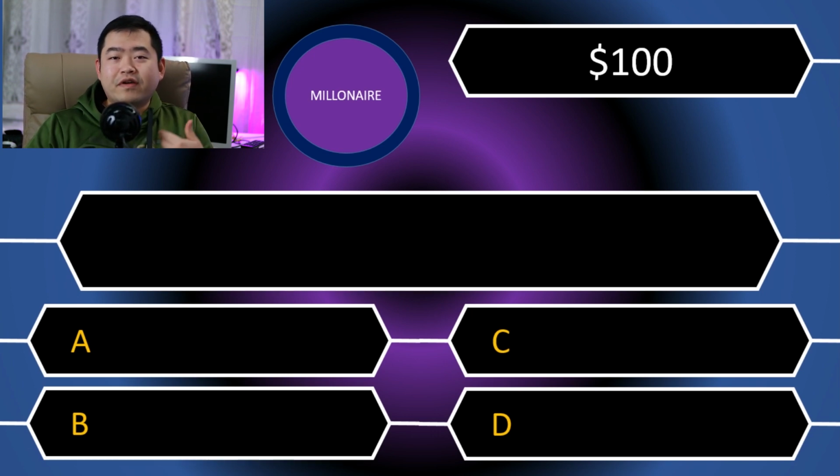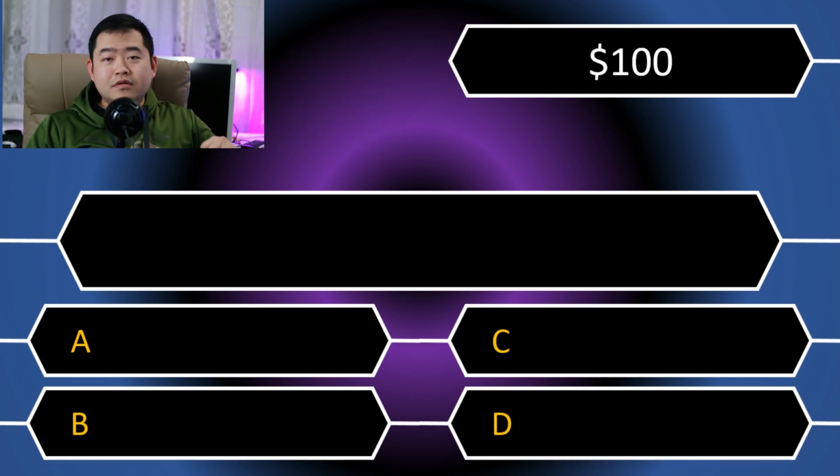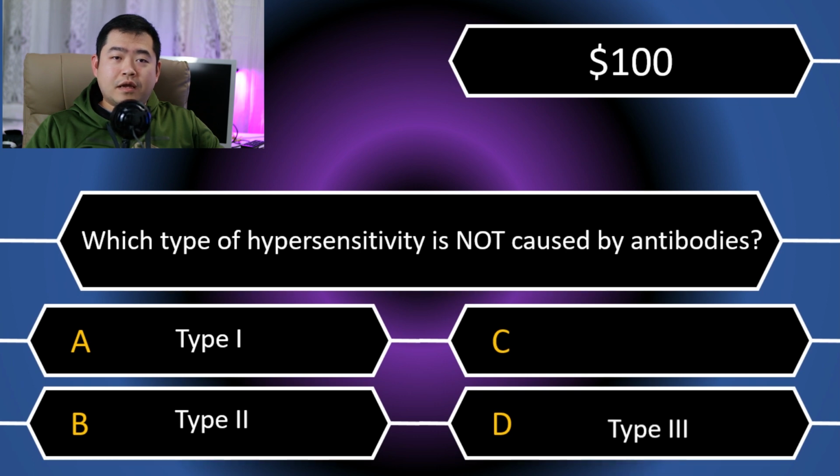These are very simple assessment questions to review our lecture material. Here is a $100 question, a pretty simple one. Which type of hypersensitivity is not caused by antibodies? This one should be quite easy. A, type 1, B, type 2, C, type 3, and D, type 4.